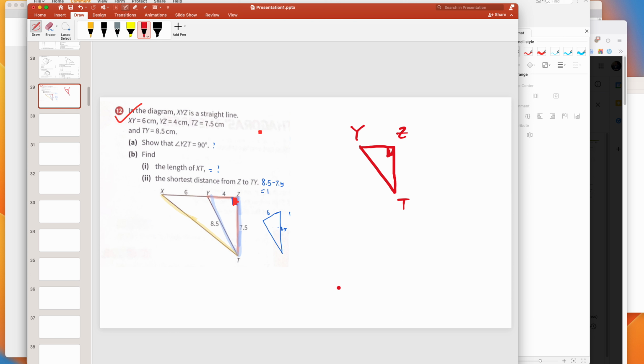Okay, so I have extracted out the YZT. Then this is 4, this is 7.5, and then this is 8.5. Can you see another right angle triangle here besides YZT? Can you or cannot? Is there another right angle triangle here?